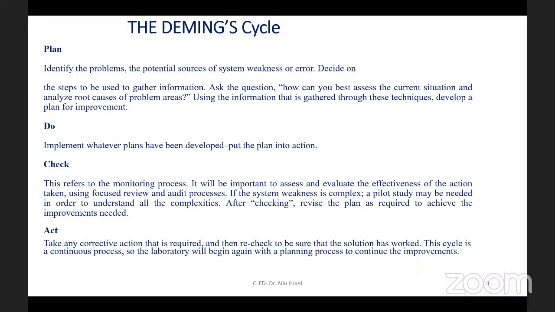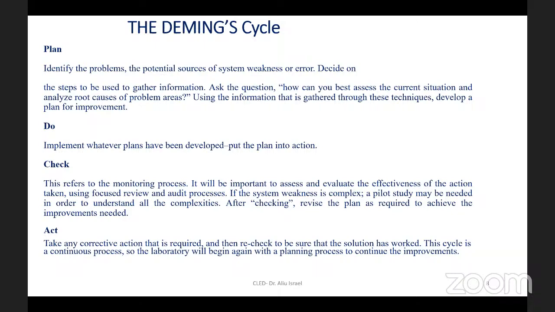Now, this is what we call the Deming circle, which is known as the PDCA circle. First, you plan: you identify the problem. Next, the potential source of the system weakness, or you decide on the steps to use to gather the information. Ask the question: how can you best assess the current situation and analyze the root cause of the problem using the information that is in your hand? Then the next aspect of the PDCA circle is to implement whatever plans you have developed. Put the plan into action, because it is in the action that gives the delivery.